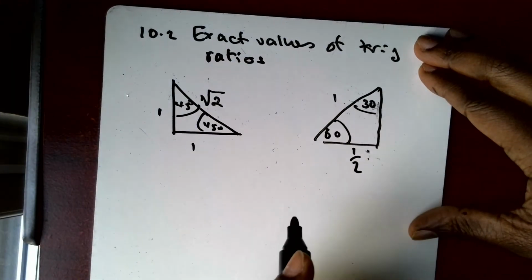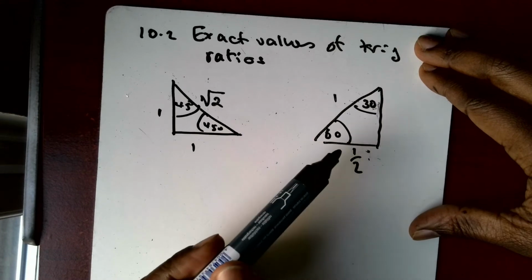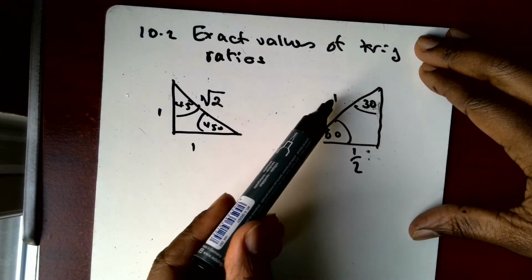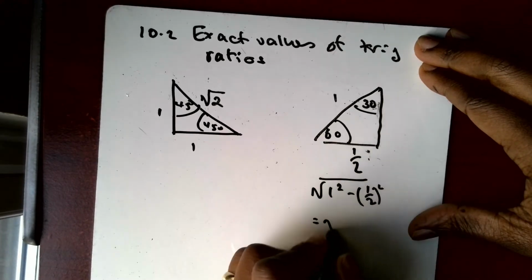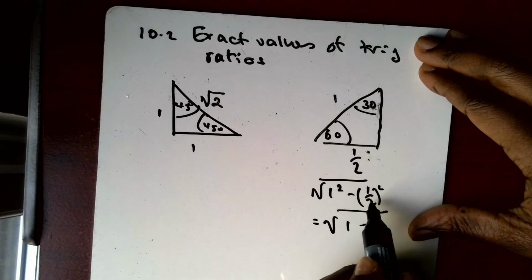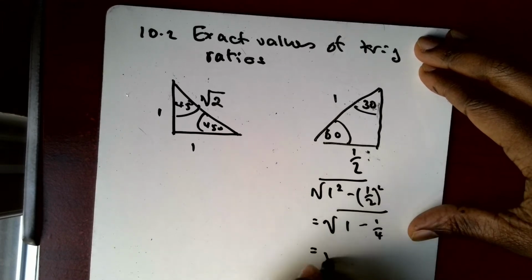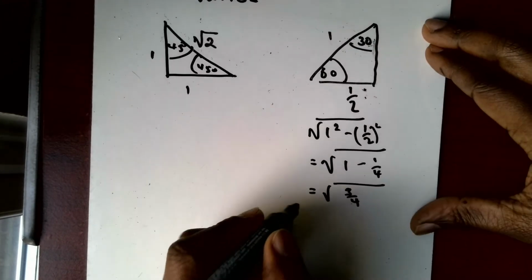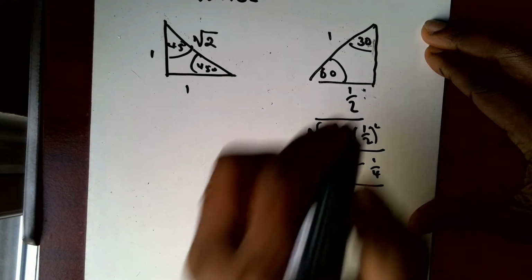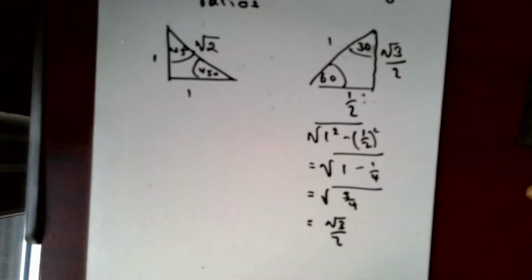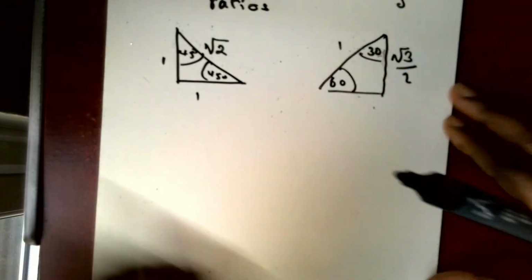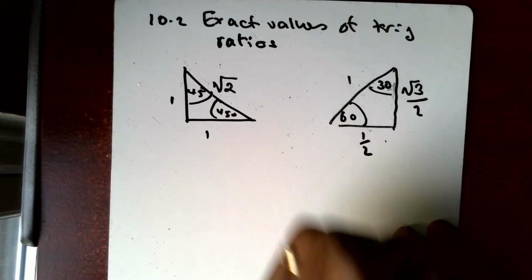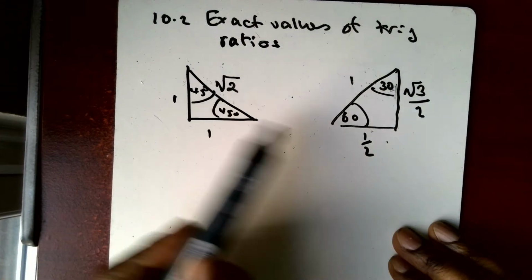And then if I use Pythagoras, this side is going to be the square root of 1 squared minus a half squared, which is basically 1 minus, now a half squared is going to be a quarter, so 1 minus a quarter is 3/4, so we've got the square root of 3/4, which is basically root 3 over 2. So this side here is root 3 over 2, and we can just use Pythagoras to help us work that out. Okay, so what we've got here are two triangles where we know the exact length of each side, and we've got 30 degrees, 45 degrees and 60 degrees.